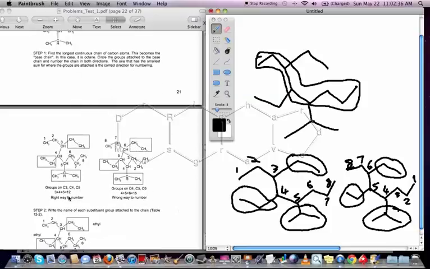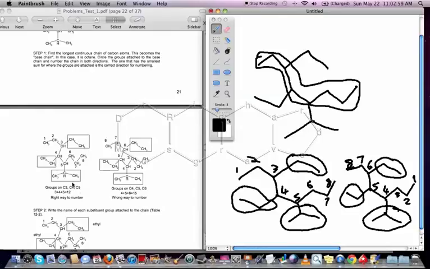The other way of looking at that is you can perhaps add the numbers where the substituent groups are attached, add them together, and see which one comes up with the lowest sum. This one comes up with 12: 3 plus 4 plus 5 is 12. This one's 4 plus 5 plus 6 is 15. So since 12 is less than 15, we'll go with this numbering here.